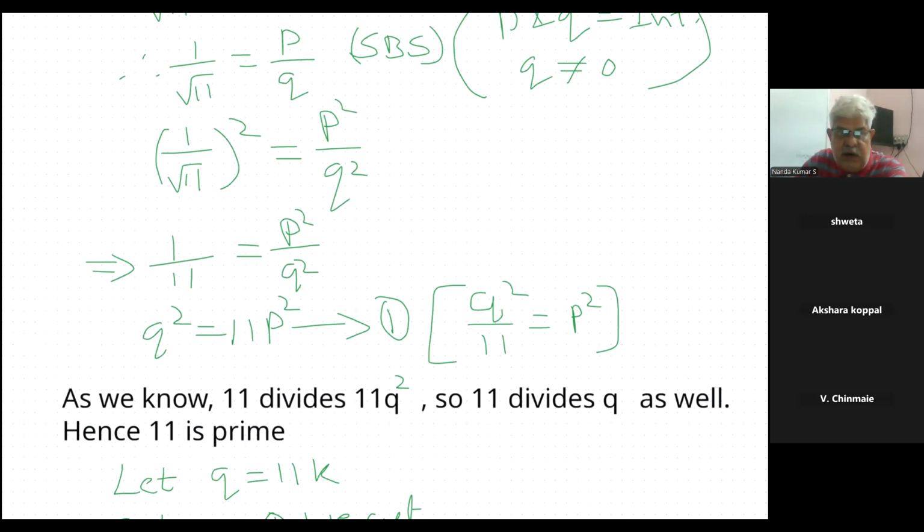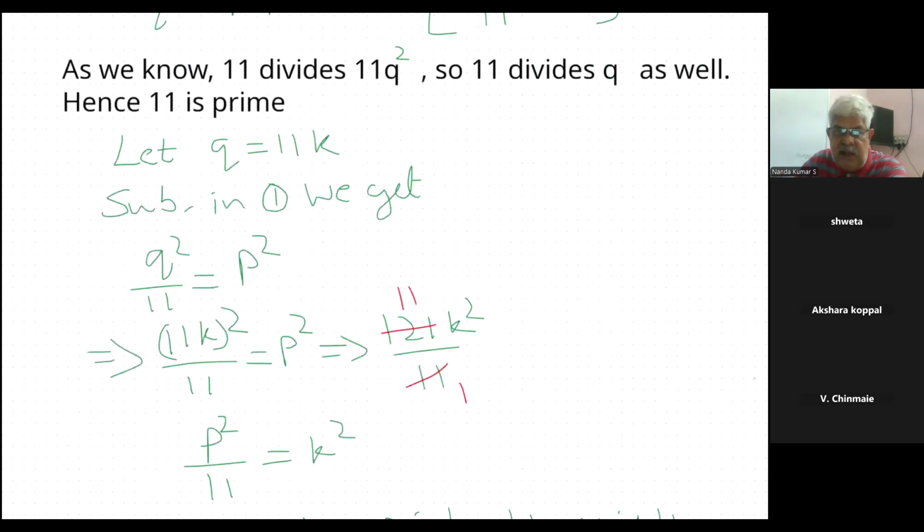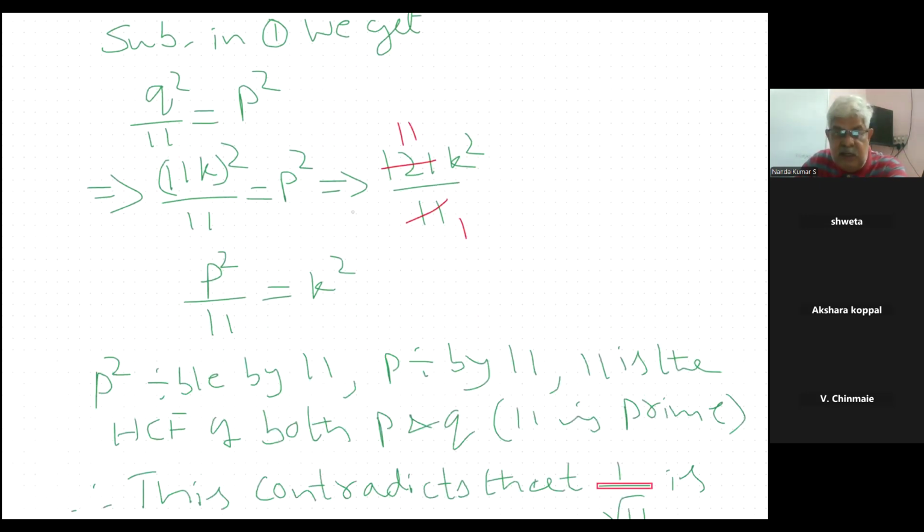After this, I call q as 11k and I substitute the q value in equation number 1. In equation 1 we have q square by 11 equals p square. So where q is there, I write 11k whole square divided by 11 equals p square. And remember, 11 square is 121, k into k is k square, divided by 11, and I cancel 11, 1 and 11, 11 is 121, you remember. Therefore, 11 is shifted to the left hand, p square by 11 equals k square.